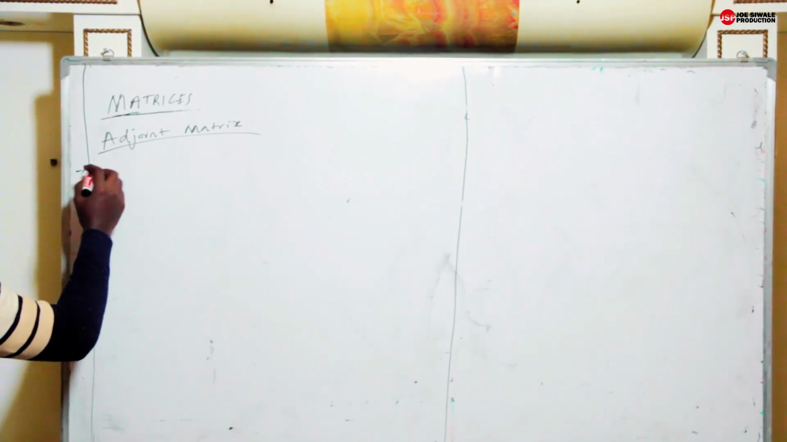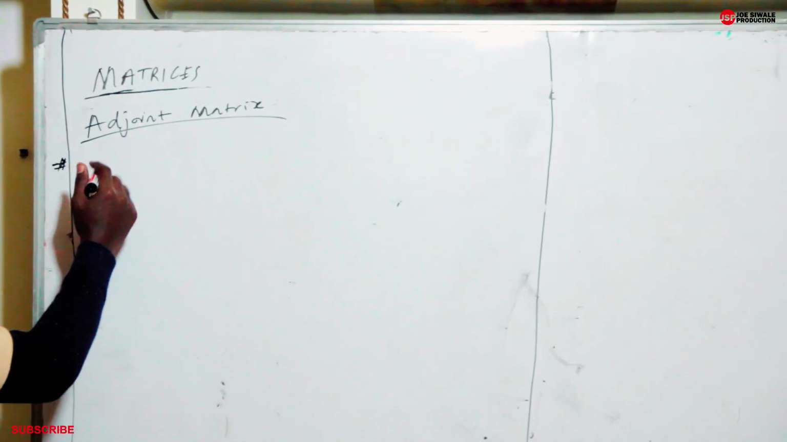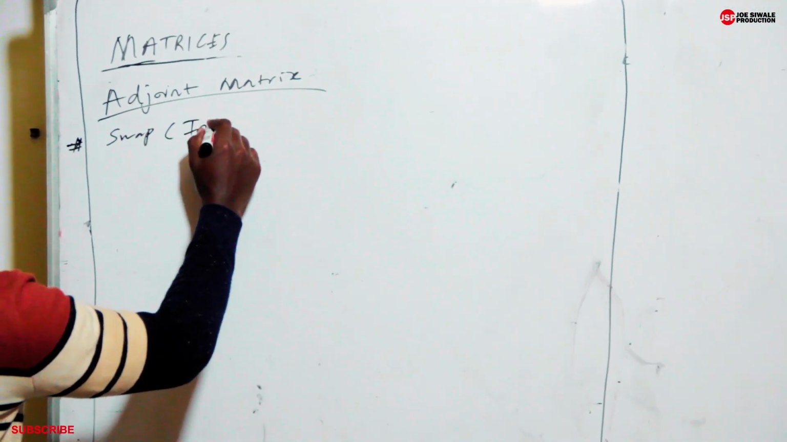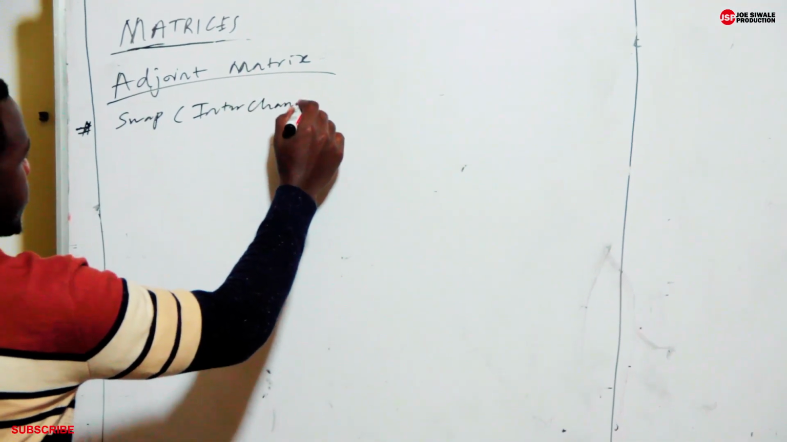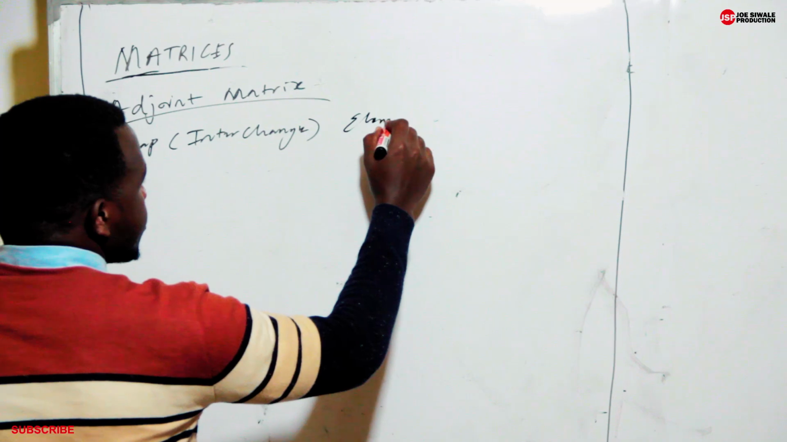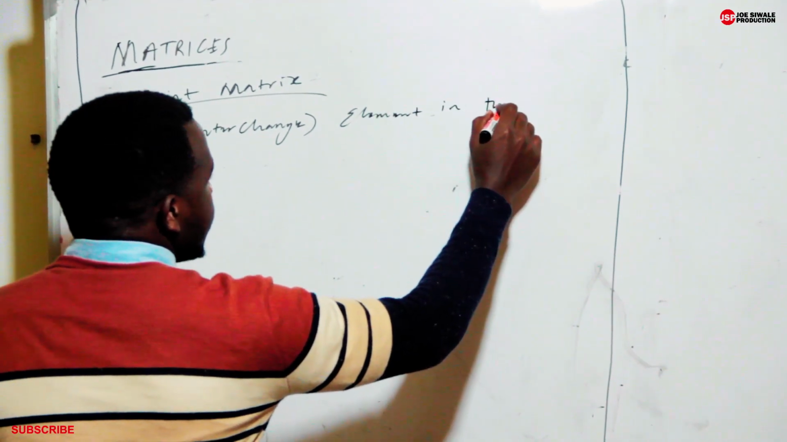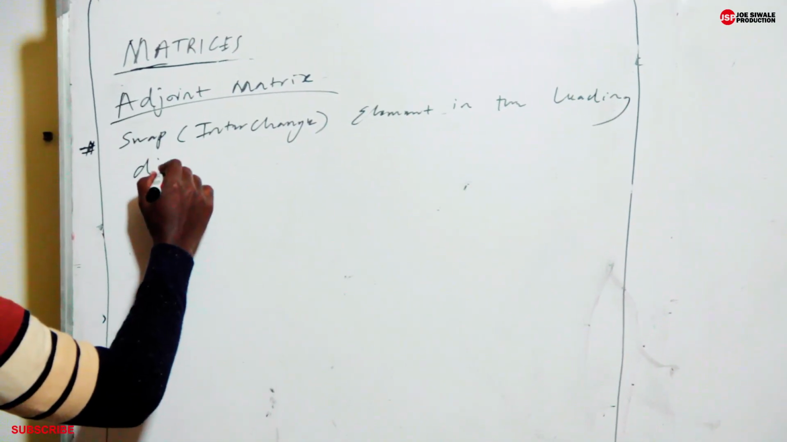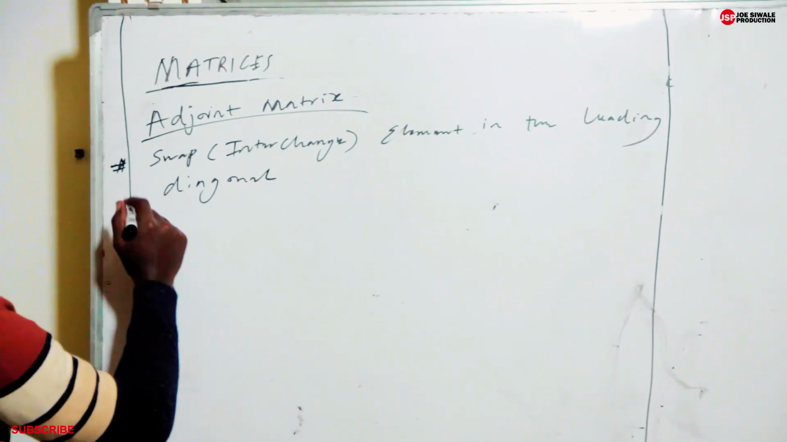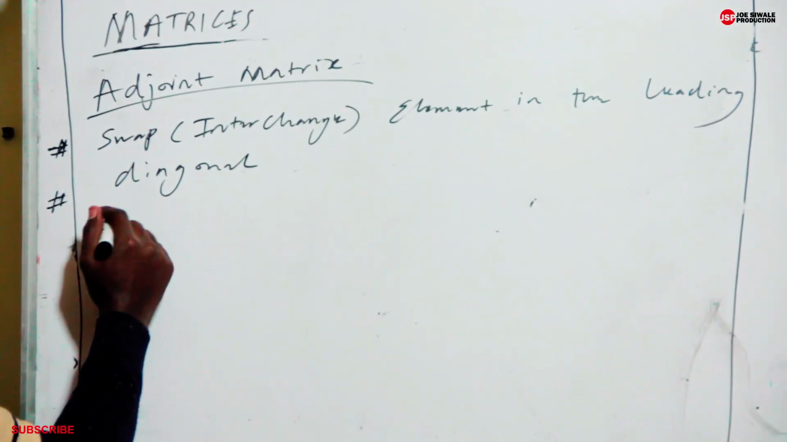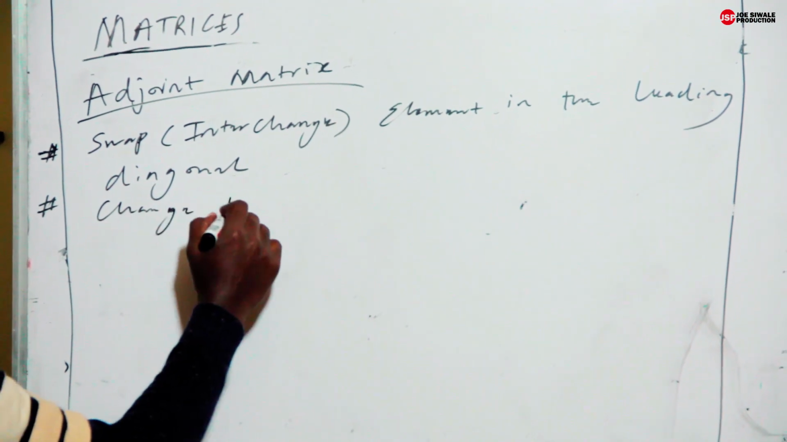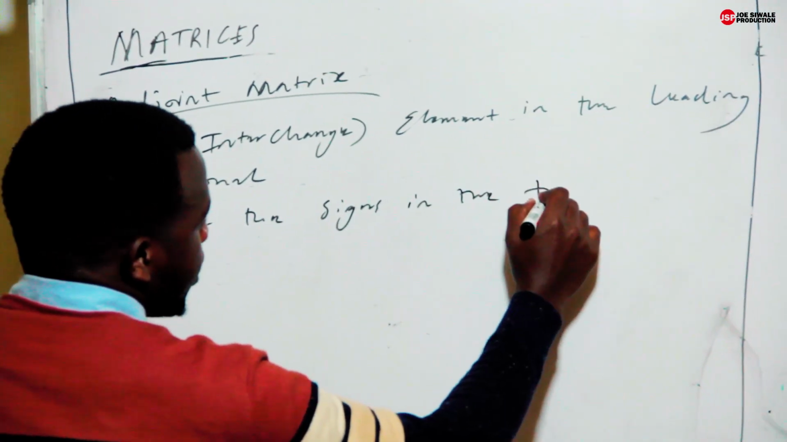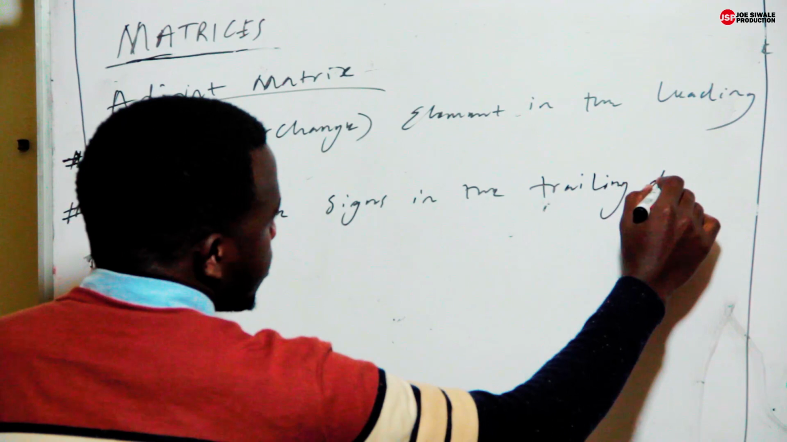So for us to find the adjoint of any matrix, you swap or interchange elements in the leading diagonal, then you change the signs in the trailing diagonal.